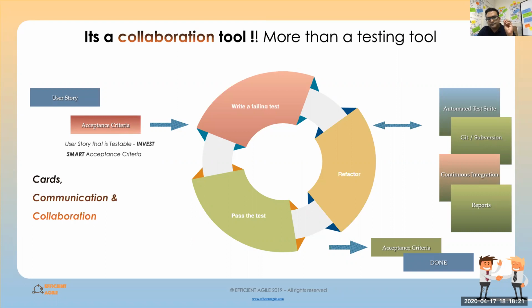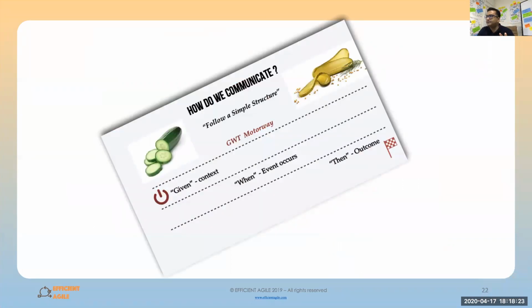Now, how do we communicate? Very simple structure. Given, when, and then. Now, this is called Cucumber, and the language that you use is Gherkin. So you follow a very simple structure. Given some sort of context, when some event occurs, then the outcome is this. We are focusing on the outcome. We are focusing on how the system is going to behave when you put that through a certain condition.